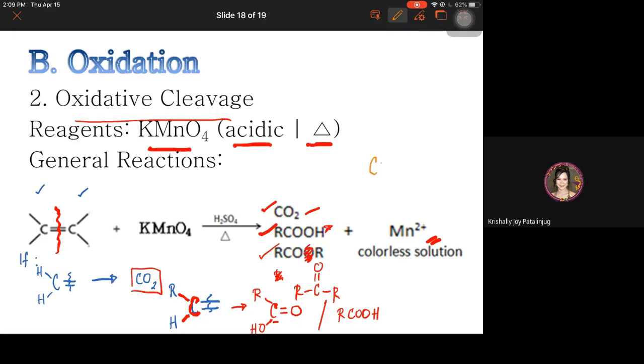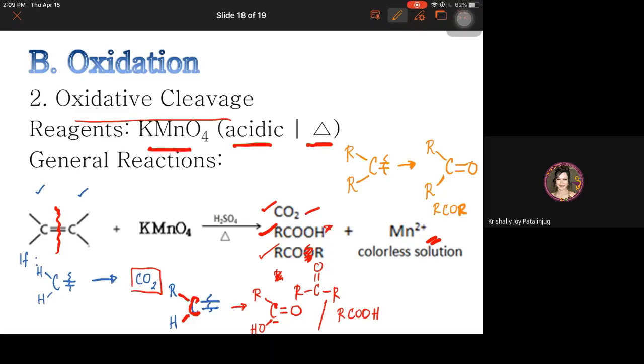If the cleaved part has only R groups attached, this is also possible, right? Only R groups, this now becomes a ketone. That is a ketone, RCOR. It looks like that. RCOR.